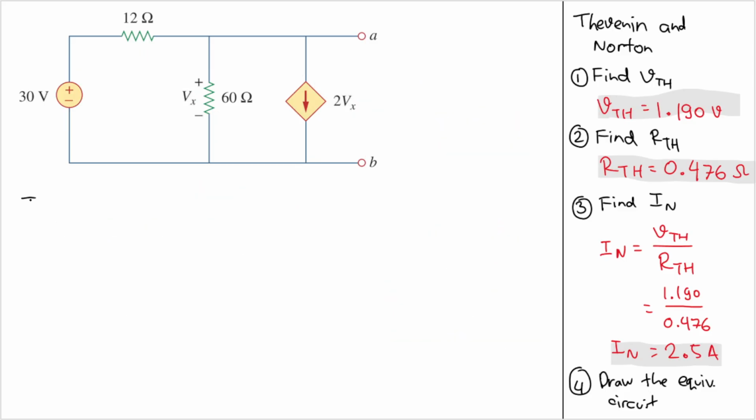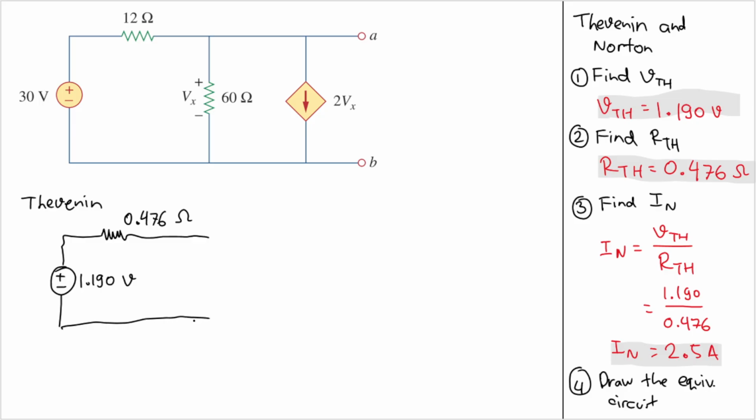Okay, first we draw the Thevenin equivalent. The Thevenin equivalent is the Thevenin voltage source, so we will have this one. And the value of the voltage source is 1.190 volts, and this voltage source is in series with a resistor. That resistor is R_TH, which is 0.476 ohm. And we have two terminals here, so we'll have this as terminal A and this here as terminal B.